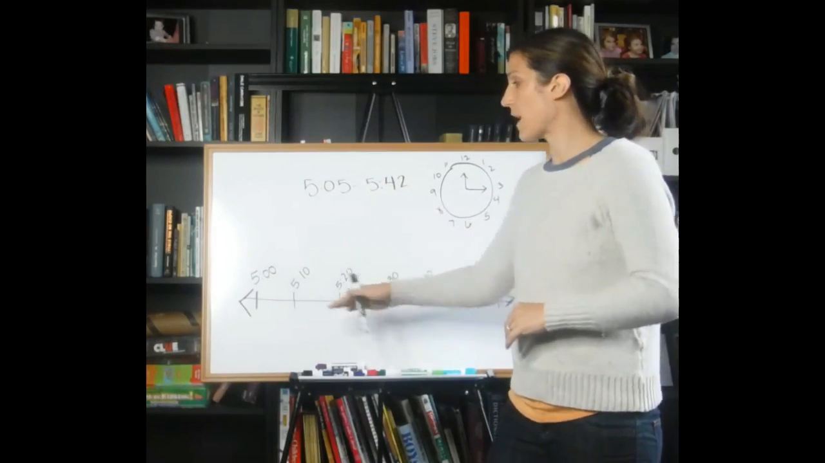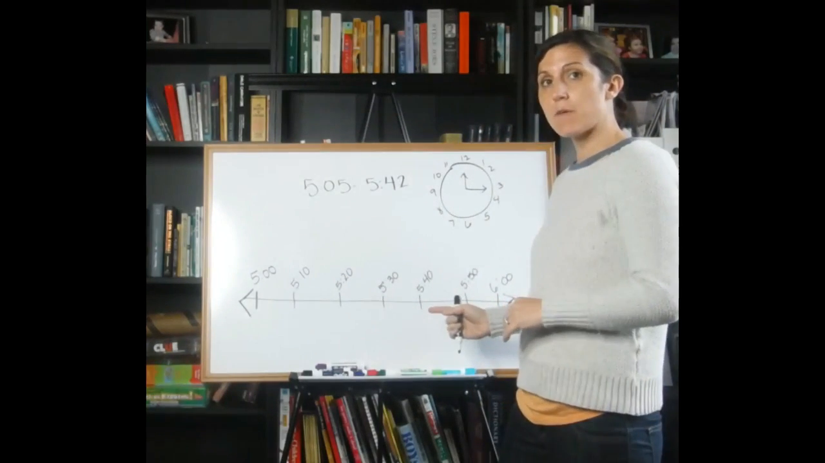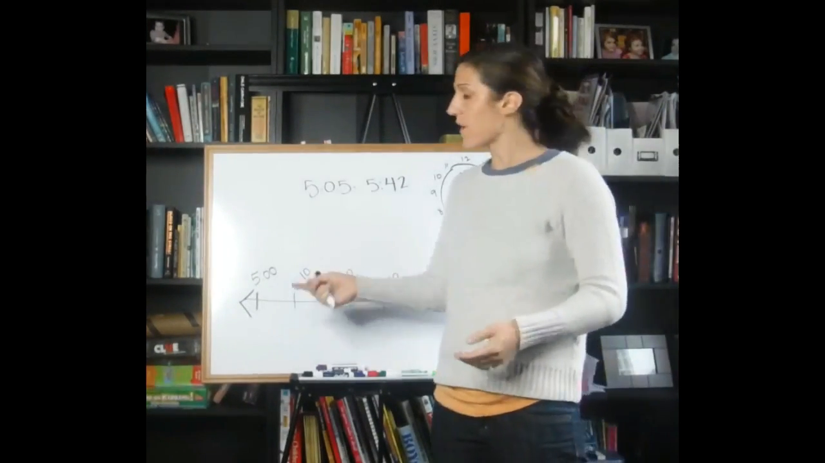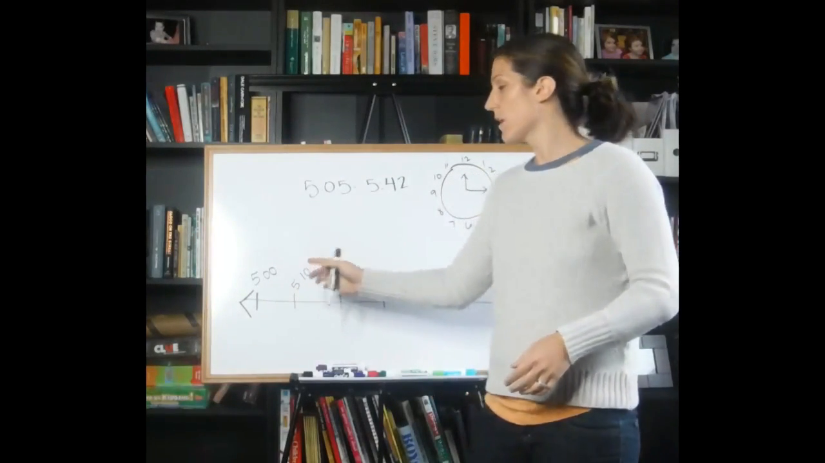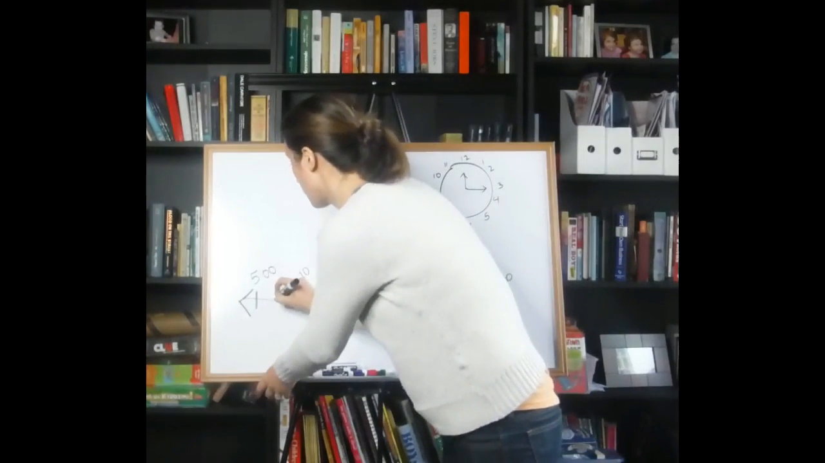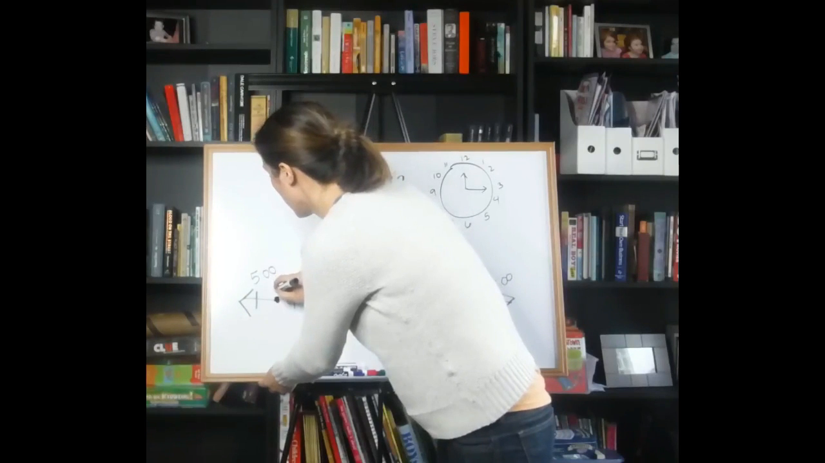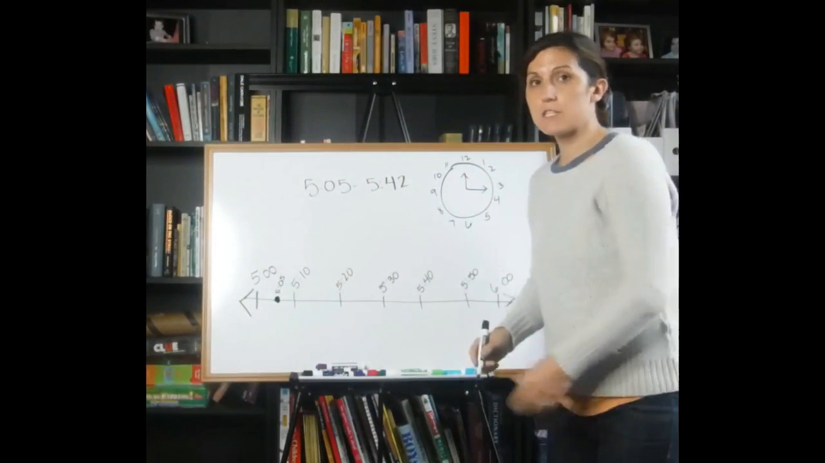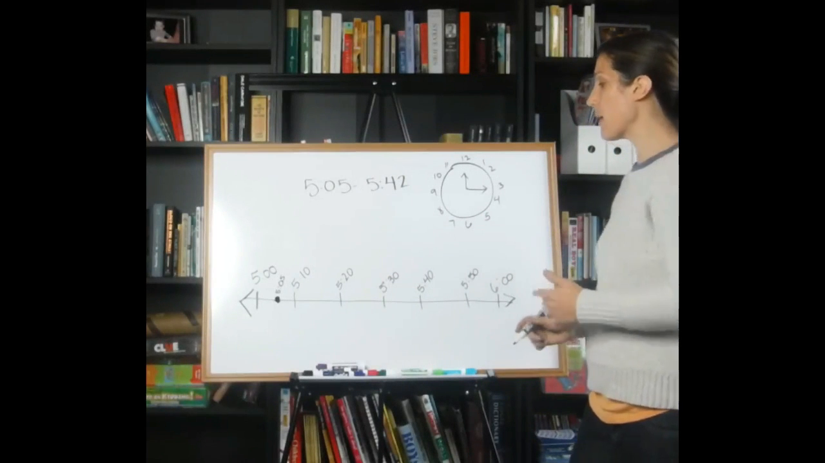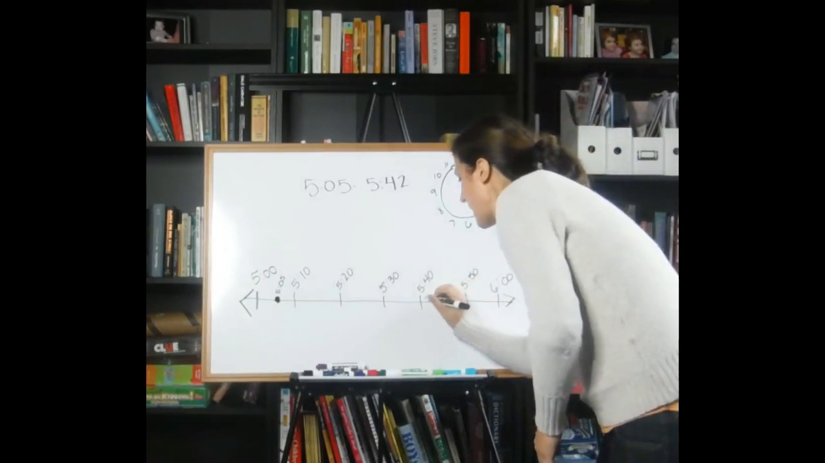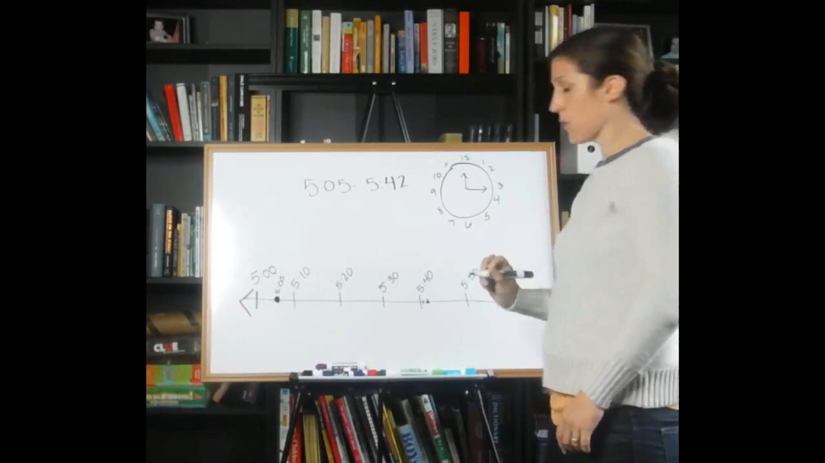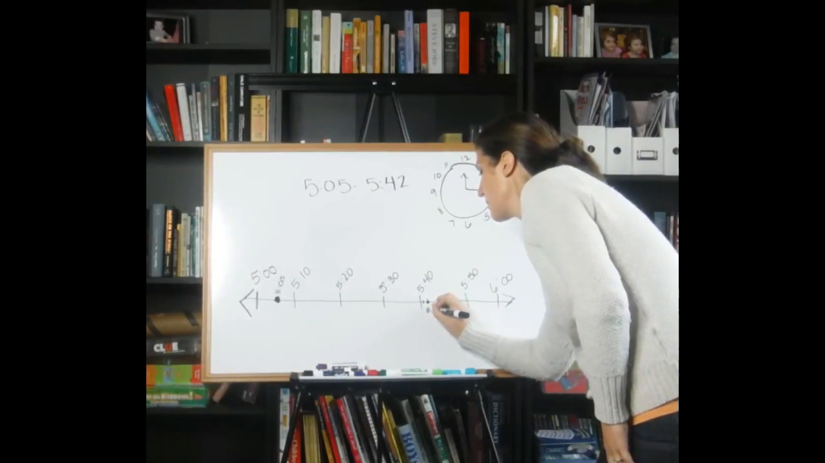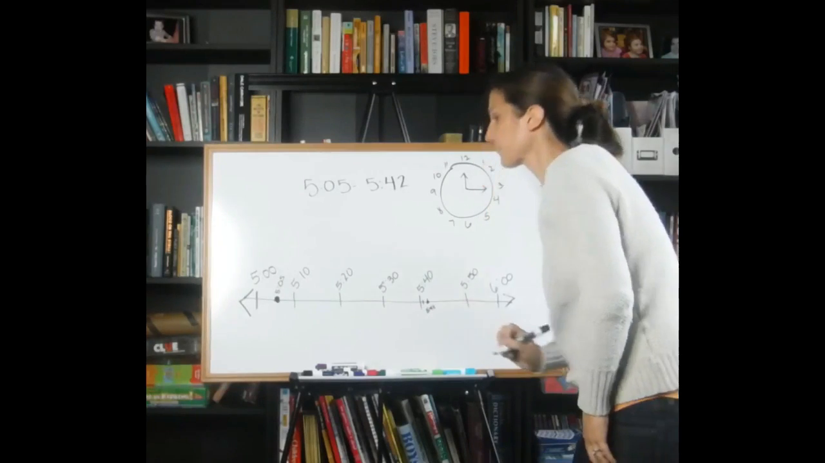All right, 5:05. You notice I don't have a 5:05 on my number line, but I know that 5:05 is halfway between 5 o'clock and 5:10. So I'm going to put a dot right there and label it 5:05. 5:42, again, I don't have on my number line, but I know it's going to be 2 minutes after 5:40. So I'm going to draw 2 lines to show the 2 minutes, and I'm going to label it 5:42.